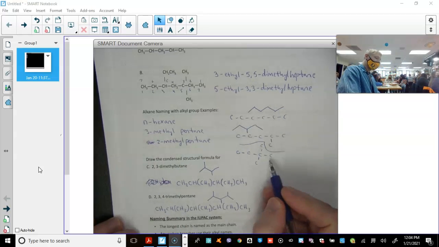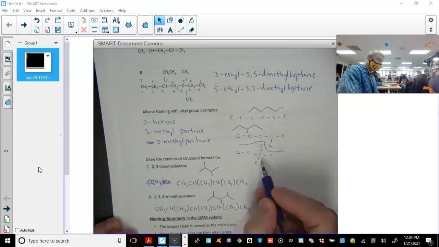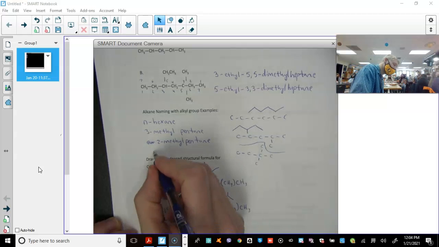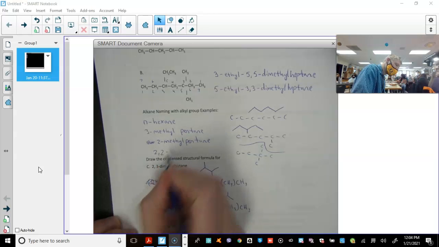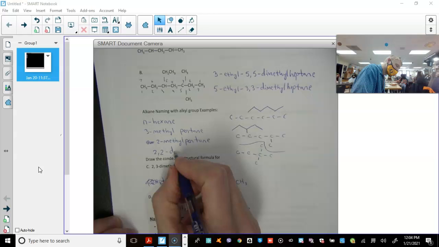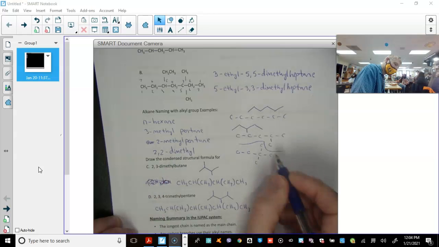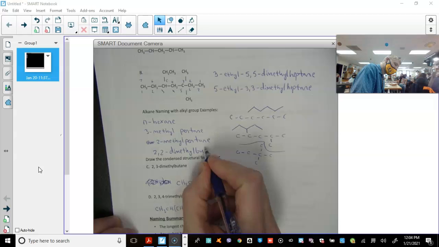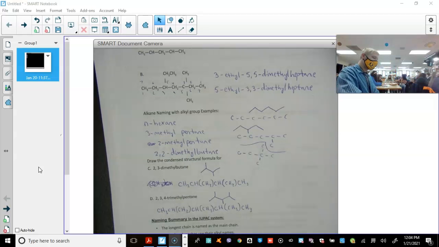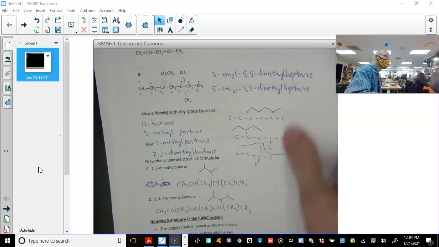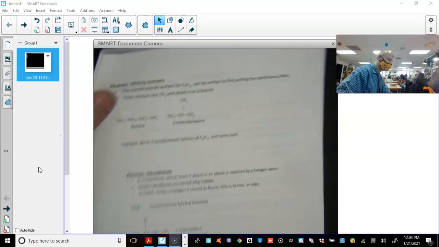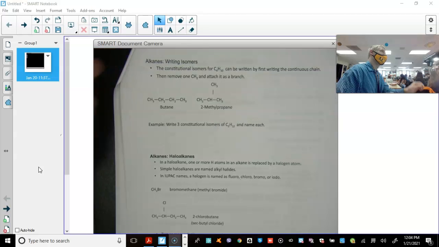All right, then this one would be what? 2,2-dimethyl, because there's 2 of them. And we've got 1, 2, 3, 4, so it's butane. 2,2-dimethylbutane. All right, and then below is just a reminder on naming. Okay. Let's see what the next page has to offer. All right.